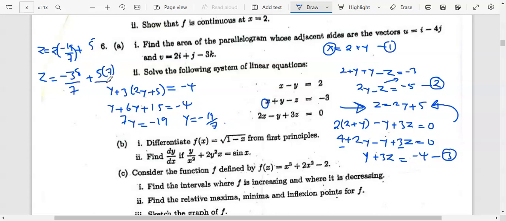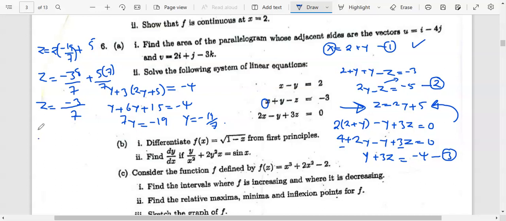Now to make the bases the same, I'll multiply on top by 7, even the denominator by 7. We know 5 times 7 is 35. So since the bases are the same, I'll just get the denominator, which is 7, and then I'll add on top. We have negative 38 plus 35. That will give us negative 3. So that's the value for z.